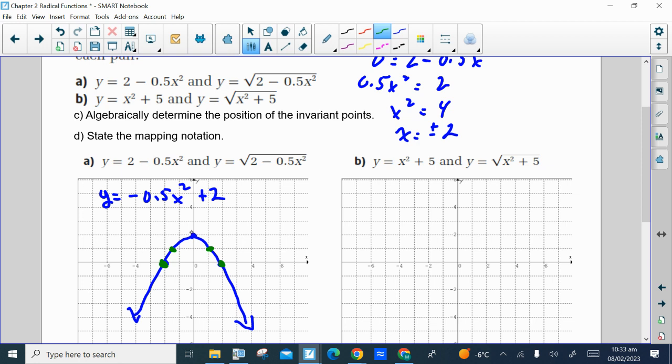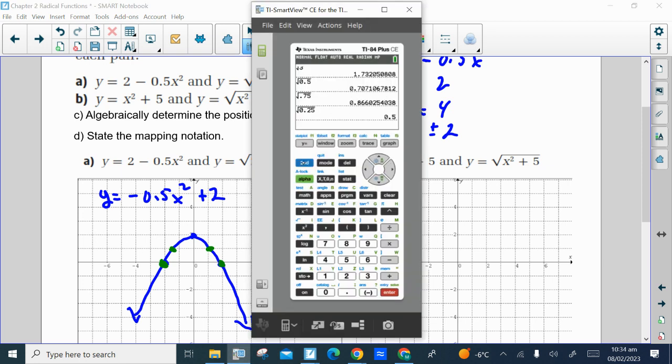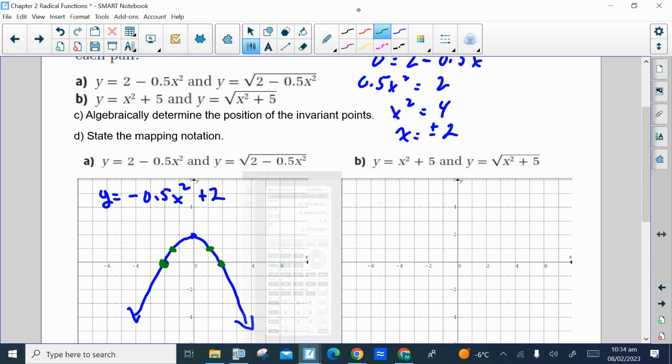Let's find one more point. The vertex of the original graph is where y equals 2. The corresponding point on the radical function will be where y equals the root of 2, which I think is about 1.4. Yep. So 1.4 is approximately there.